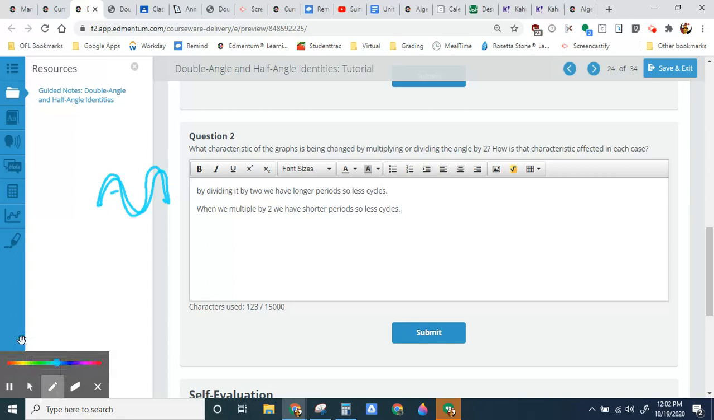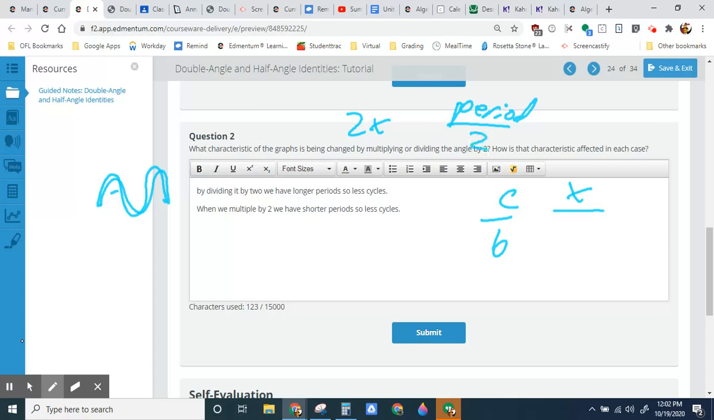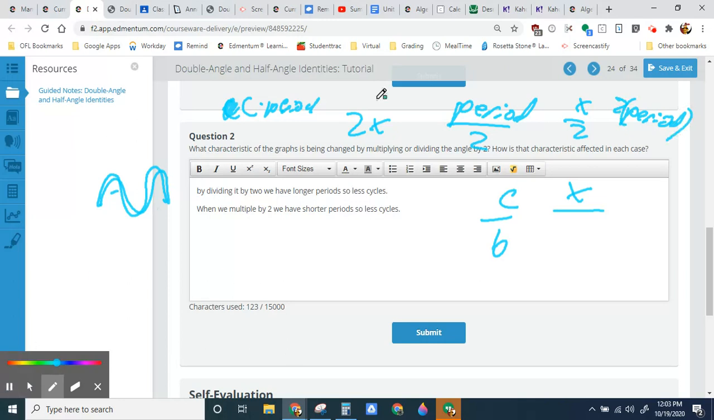The formula that we had before, the C divided by B, is we're kind of taking our X and dividing it by B. Since there's a 2 here, we're going to take our period and divide it by 2, because there's no C to really multiply by our period. And if we're doing X over 2, that means we're going to take our period and multiply by 2. Make sense?